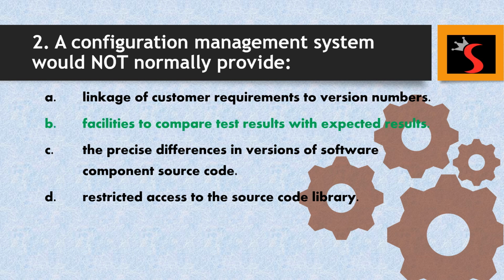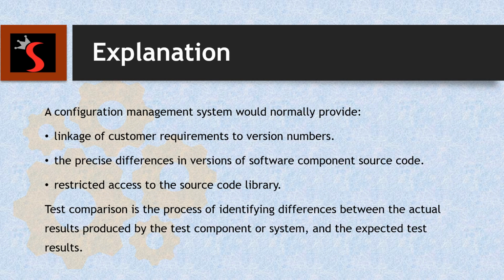And the right answer is option B. Facilities to compare test results with expected results. Explanation: a configuration management system would normally provide linkage of customer requirements to version numbers, the precise differences in versions of software component source code, restricted access to source code library. Test comparison is the process of identifying differences between the actual results produced by the test component or system and the expected result, and this could be achieved by using any test management tool.